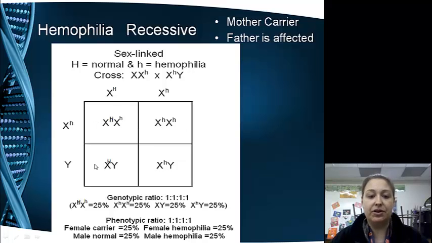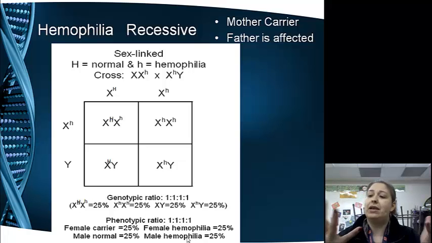When you bring it down and across, we end up with X big H, X big H, 25%; X big H, X little h, 25%; X big H, Y, 25%; X little h, Y, 25%. So when we talk about the phenotypes, we're going to have one female that's normal, that's a carrier, one female that has hemophilia, one male that is normal, and one male that has hemophilia. So yes, in the phenotypes, you do need to break it down into males and females this time, not just normal or have the disorder.